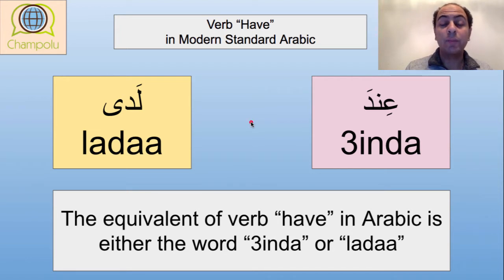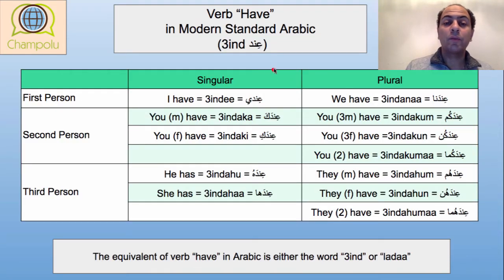So, for example, when we say I have a car, we don't actually use the word have as a verb, but we say something like with me a car, if this makes it easier to understand. So we will see how to use these two words in expressing the meaning of the verb have in English. For the first word عند, we find that it has some conjugation, but it's not a verb conjugation.